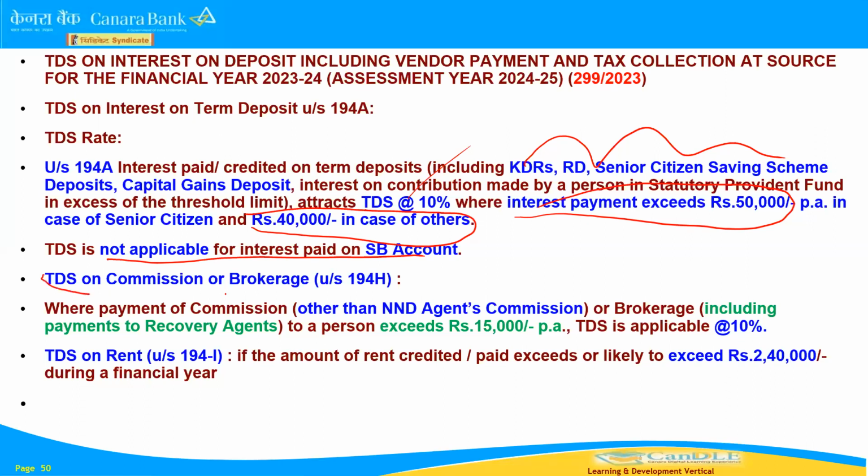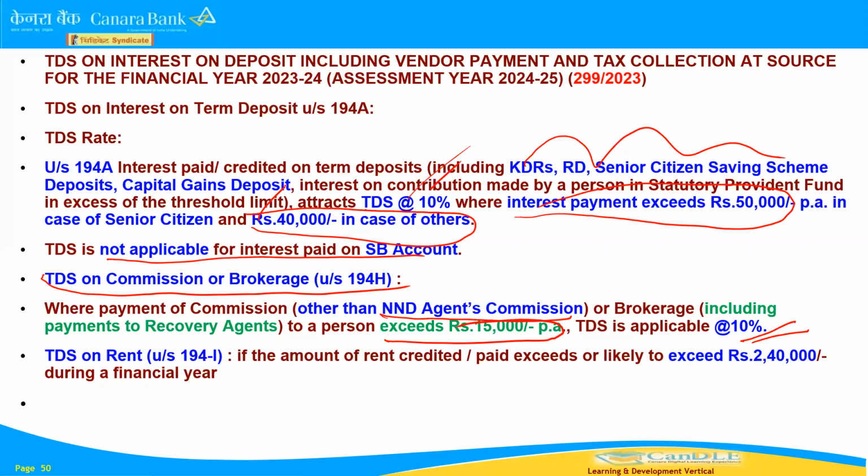TDS on commission and brokerage. Let us see. For example, you are providing NND agents commission. If it exceeds 50,000 rupees, TDS is applicable. TDS is always 10%, you need not worry. Everywhere 10% only; if PAN is not given, 20%. But NND agents above 50,000 taxable.